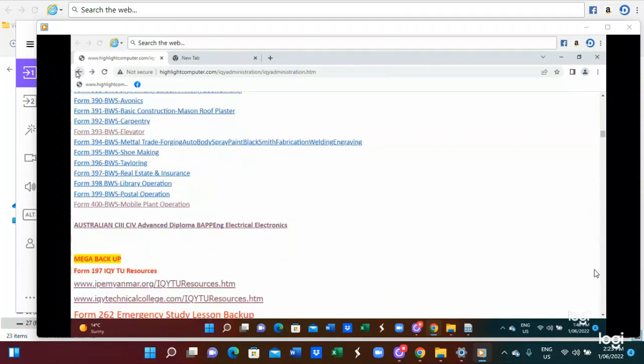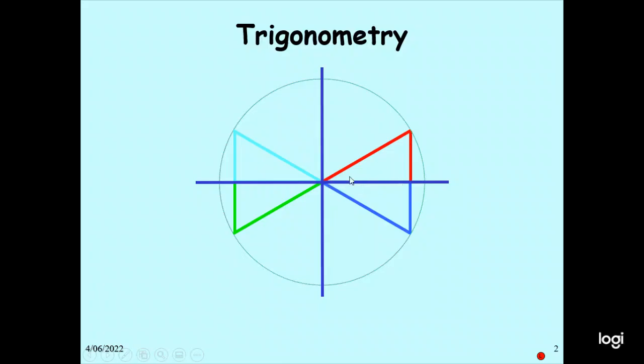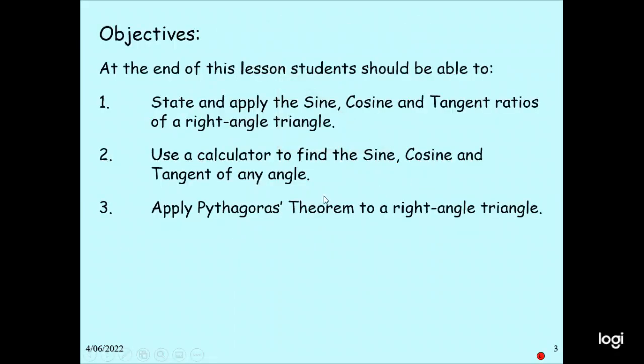So this is the adjacent side, hypotenuse, and this is the opposite side. At the end of this lesson, students should be able to state and apply the sine, cosine, and tangent ratios of the right angle triangle, use a calculator to find the sine, cosine, and tangent of any angle, and apply the Pythagoras theorem to a right angle triangle.